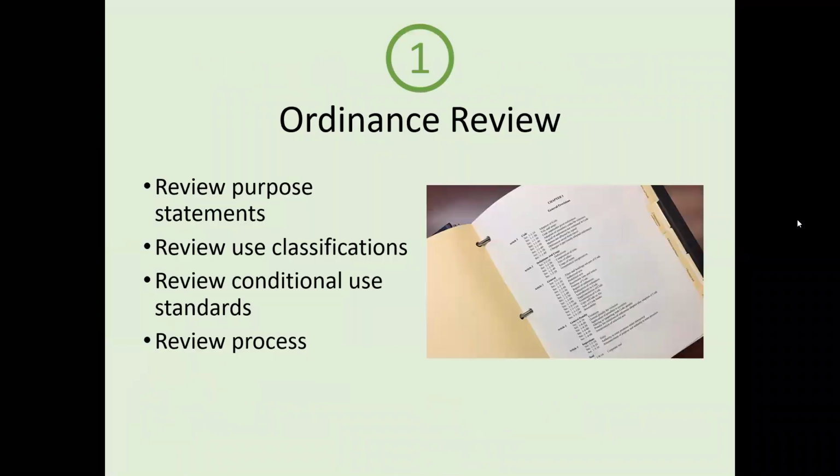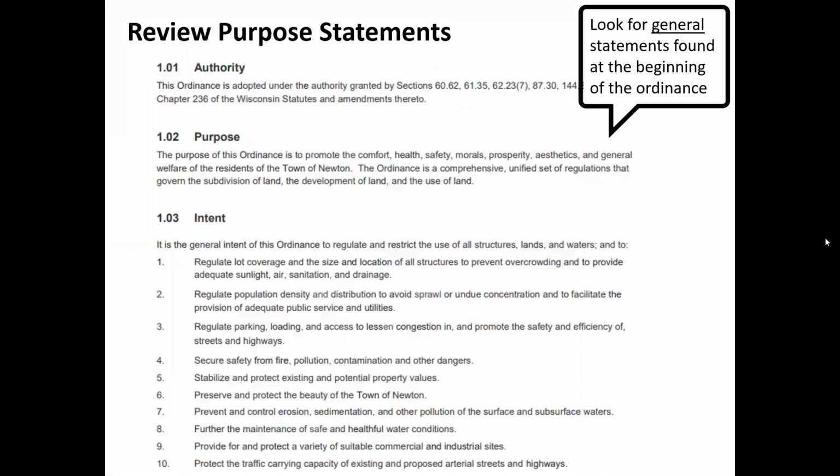All right, so let's start with ordinance review. A few bullet points I have here. Let's take a look at ordinance purpose statements. I also recommend taking a look at how you've classified uses within your ordinance, reviewing specifically the conditional use standards that you have within your ordinance, and reviewing the process that you have laid out in your ordinance. So let's take a look at some of these examples, starting with purpose statements.